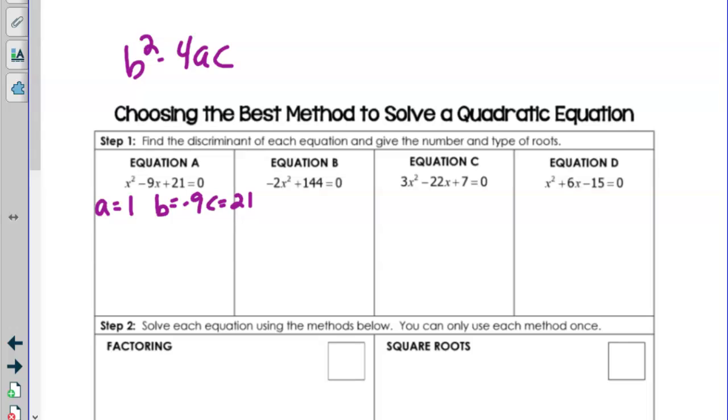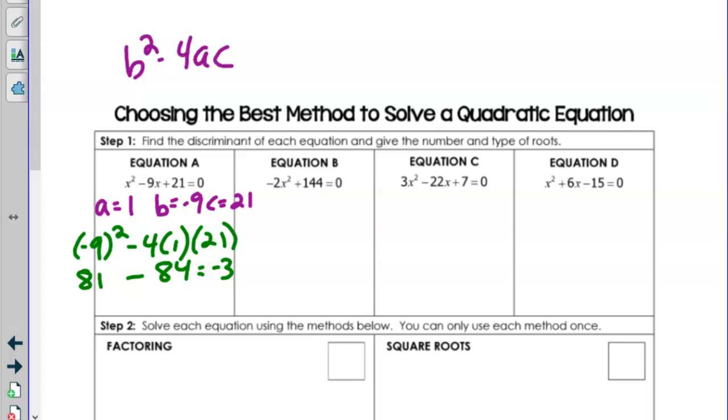You have b squared, so negative 9 squared minus 4 times 1 times 21. What is negative 9 squared? We would get positive 81, don't forget. What is 4 times 1 times 21? Or 4 times 21? 84. 84, yes, we're going to be minus 84. And what do we get when we have 81 minus 84? Negative 3. Negative 3, good.